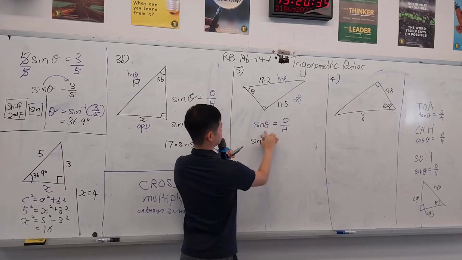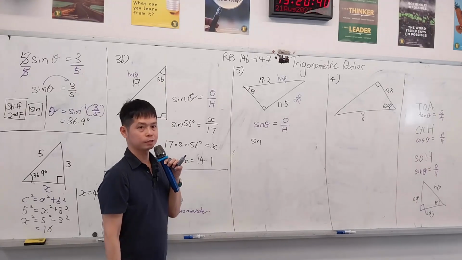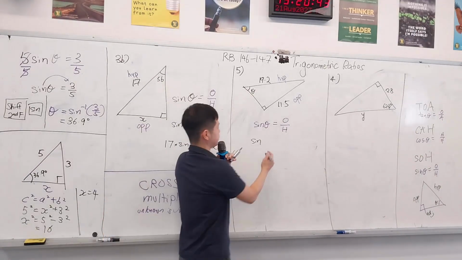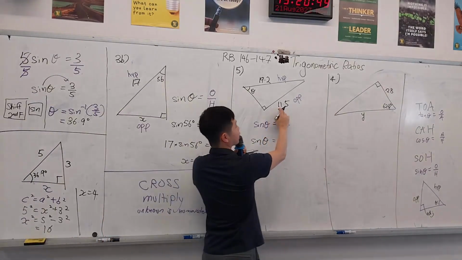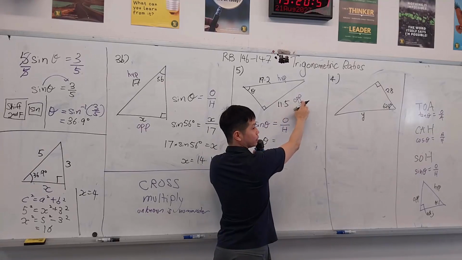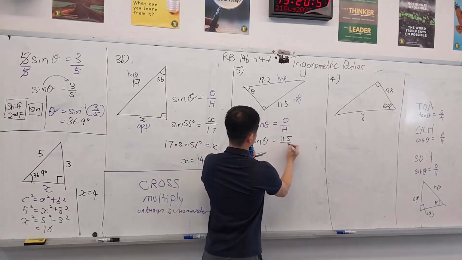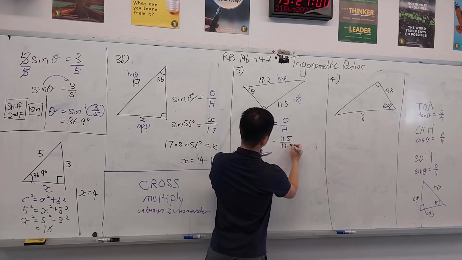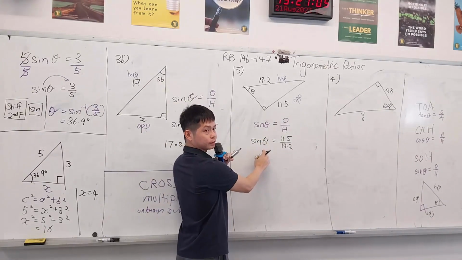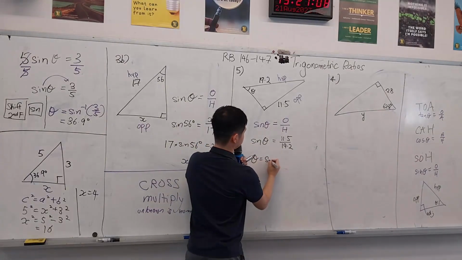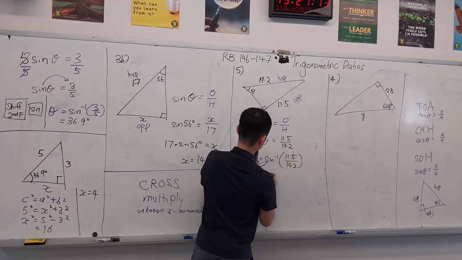So what is theta? Don't know, right? So you leave it as theta. What's the opposite value? How do I know? That's why it's good to write this down. Then you know it's 11.5. And finally, the hypo is 19.2. Okay, now this is the second case. How do I find theta? I will have to sine inverse this value. And what is the answer?